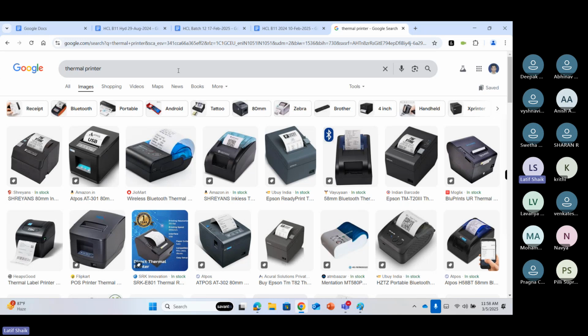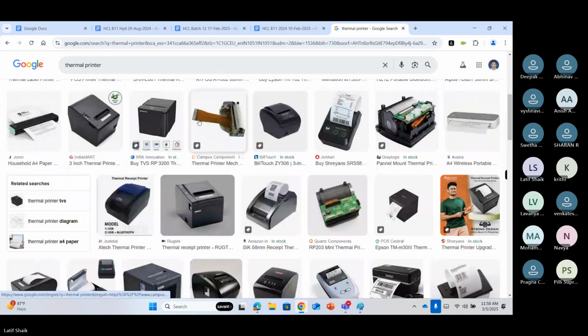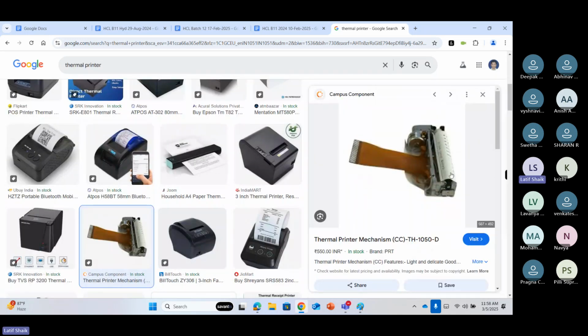It is mostly monochrome only. No color printing, we won't get it. But it burns the paper, and based on the burning, the traces happen. The print traces are there, mainly for small bills kind of stuff. This is the thermal printer head.